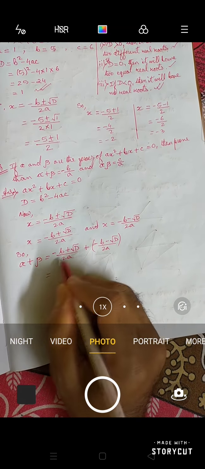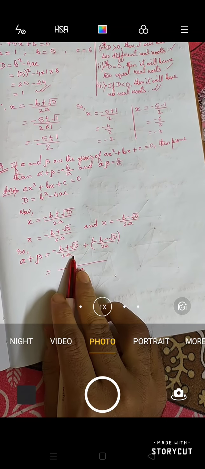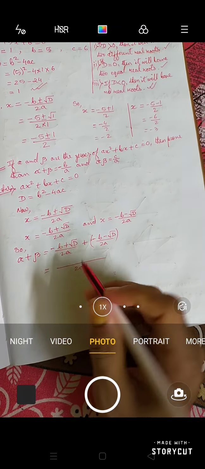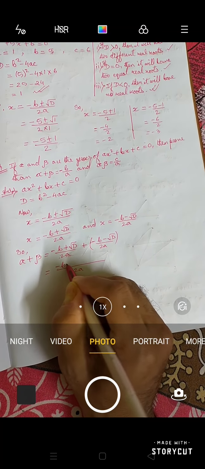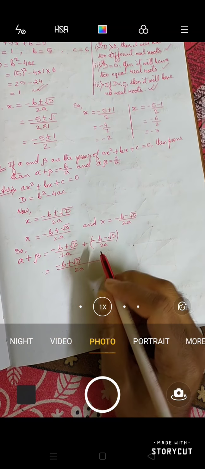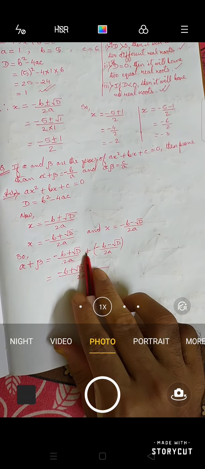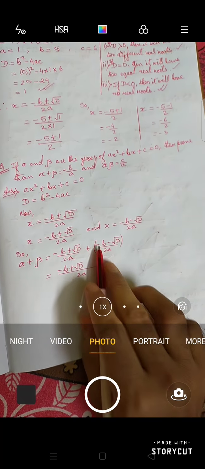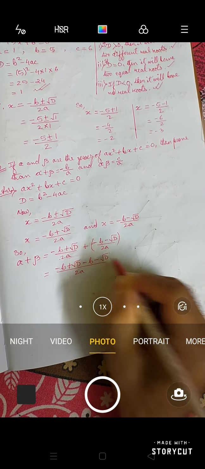Now we will take the LCM. If we take the LCM, we will be having 2a. Now 2a, how much is 2a? So we will multiply the numerator by 1, we will be having minus b plus root D. Now there is a plus, that means this sign will not change. If there is a minus, then the sign will change. Now 2a, how much is 2a? 1, so we will multiply by 1 here. So we will be having minus b minus root D. Any problem?